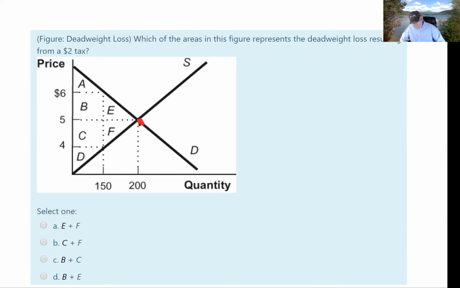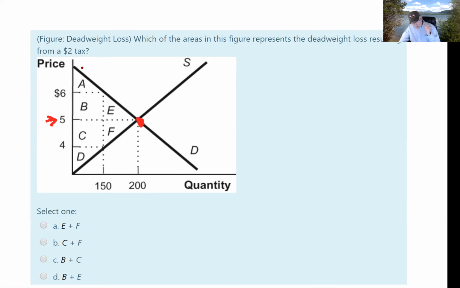As you look at a question like this, you first look at the graph and think about what do I have here? Got demand, got supply. The intersection obviously is the equilibrium. So the price initially is $5.